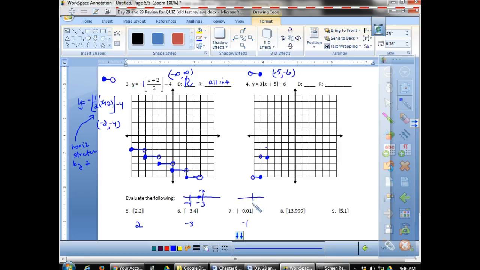Let me show you what that would look like. So 0, -1, this is where my value is, -0.01, so it's really close to 0. Rounding down means round to -1. But that should get you started on those.